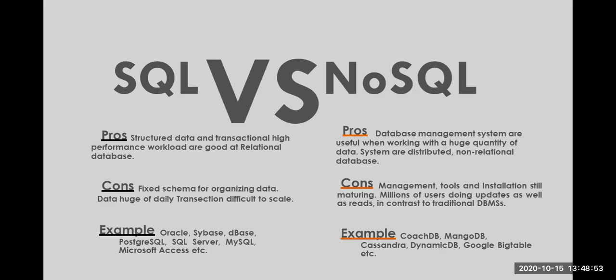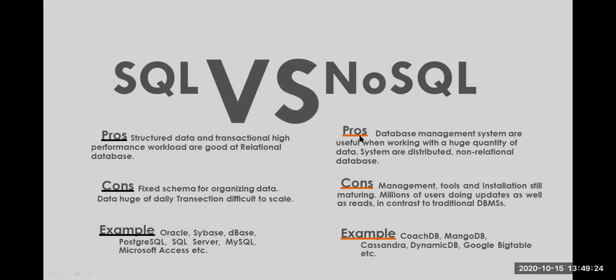Now, what are the pros of SQL? Pros of SQL means it's structured data, transactional, high performance workloads are good at relational database systems. Whereas cons means the negative points, it says the fixed schema for organizing data. We cannot have the flexible schema. Data is used for daily transactions, difficult to scale. Okay, if data is used for daily transactions, then it is difficult to scale up or scale out. Examples are like Oracle etc.